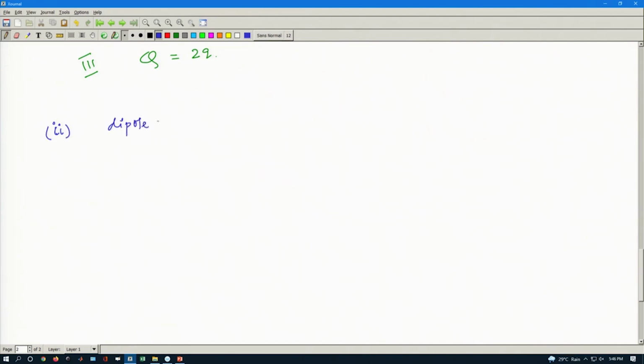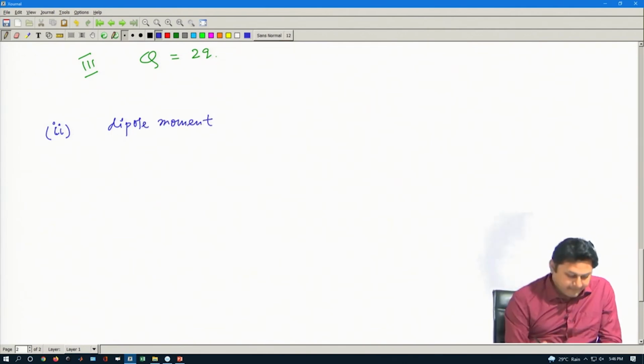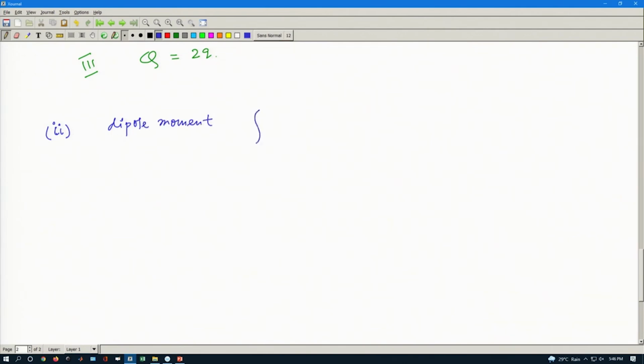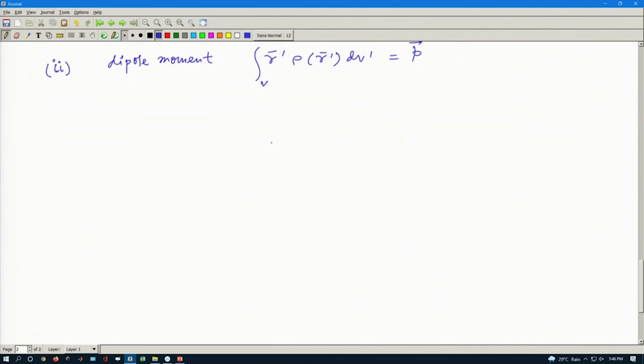So, the dipole moment is simply the integration of r prime rho r prime dV prime. This is the definition of the dipole moment over the entire volume. So, in the first case what happened? In the first case, I found out the rho.